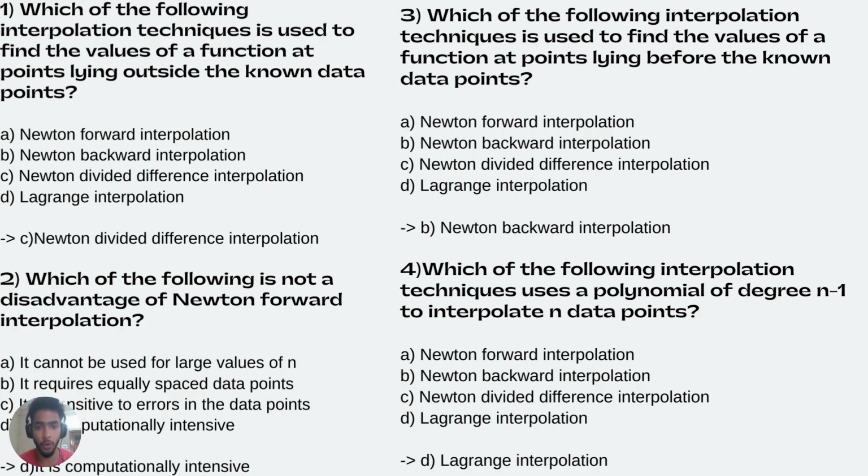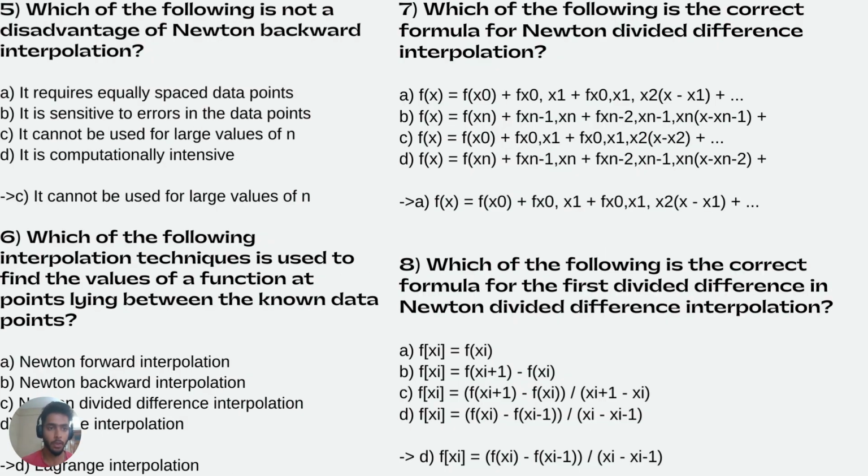Which of the following interpolation techniques uses a polynomial of degree n minus 1 to interpolate n data points? For n data points, we use a polynomial of degree n minus 1, which is the case in Lagrange interpolation. So here Lagrange interpolation is going to be our correct answer. Let's move on to the fifth question.